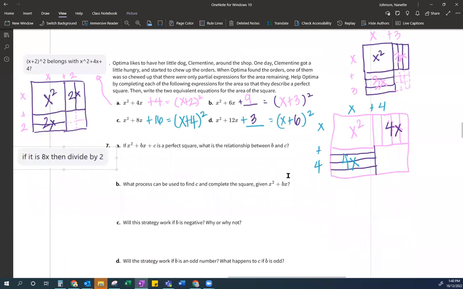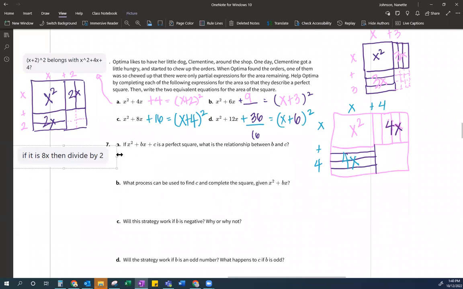Okay, pretty much done. It says, if x squared plus bx plus c is a perfect square, what is the relationship between b and c? What is the relationship between 8 and 16? What's the relationship between 4 and 4? What's the relationship between 6x and 9, or just the 6? And it's basically what you guys talked about here.